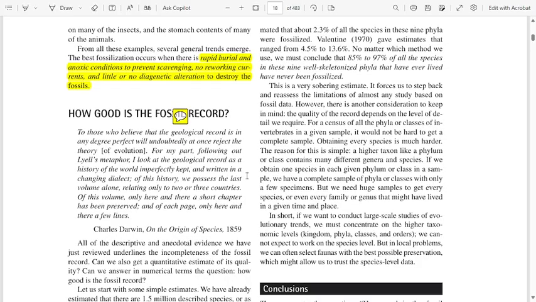How good is the fossil record? Those who believe that the geological record is in any degree perfect will undoubtedly at once reject the theory of evolution.